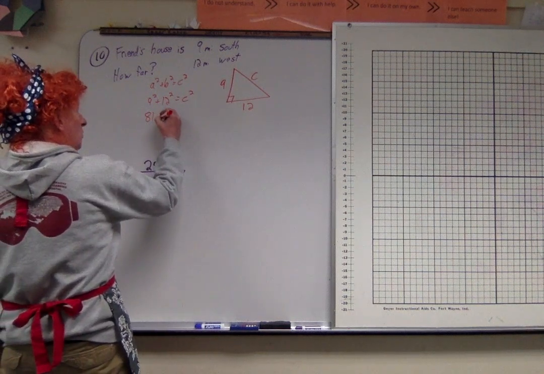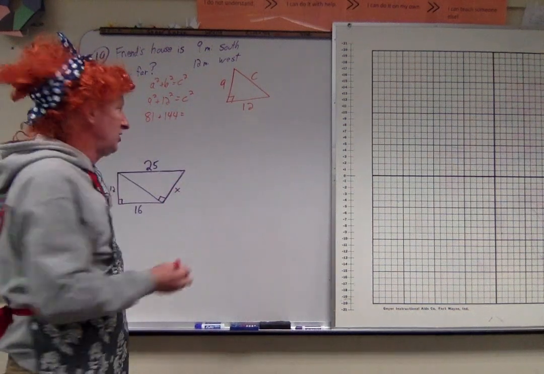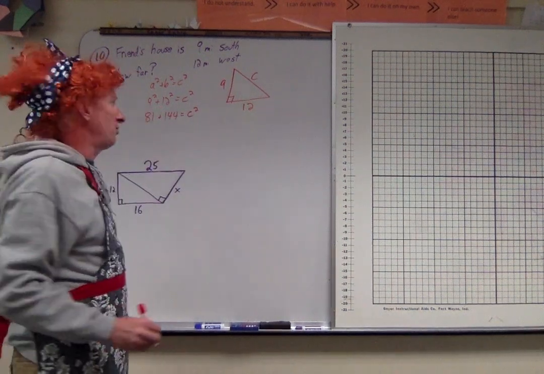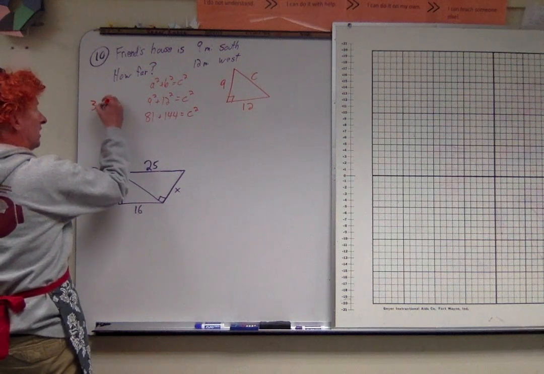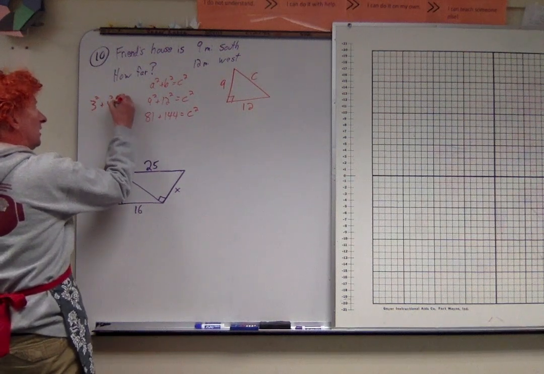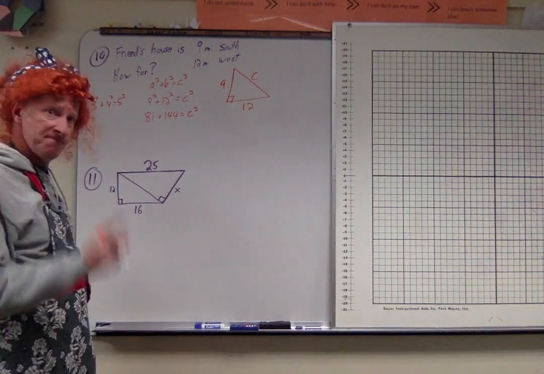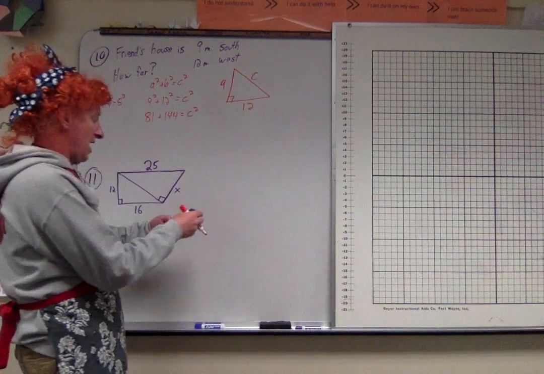9 squared is 81, 12 squared is 144. Hey, wait a second, you know what I just recognized? 9 and 12 are both multiples of 3. If I was to divide both of these guys by 3, I would get a 3 and a 4. That kind of looks like that 3, 4, 5 triangle, doesn't it, everybody? That might be a shortcut. Well, let's keep going here just in case.